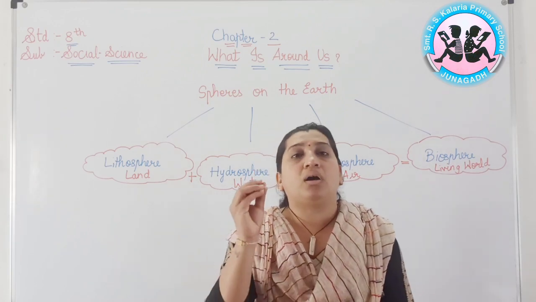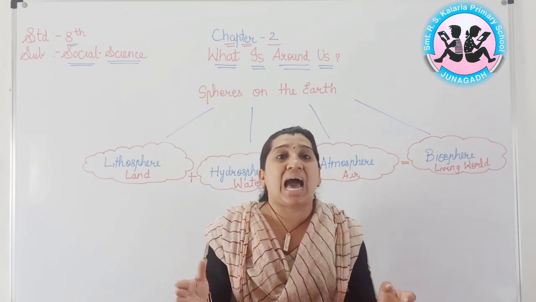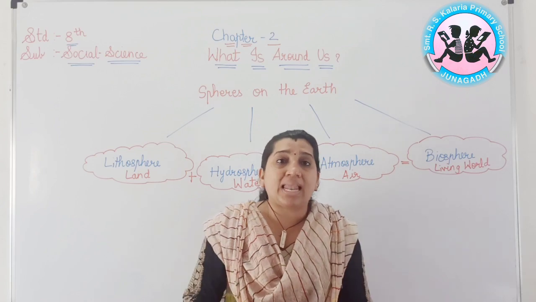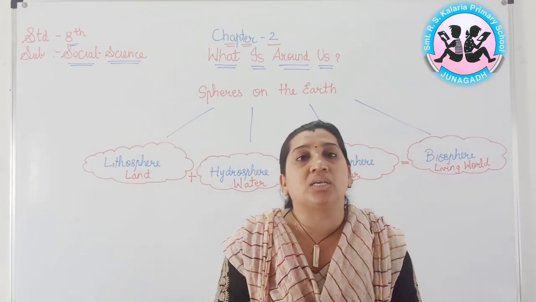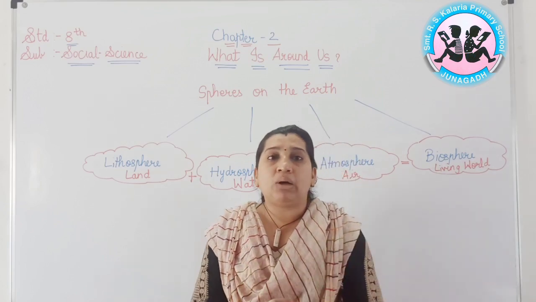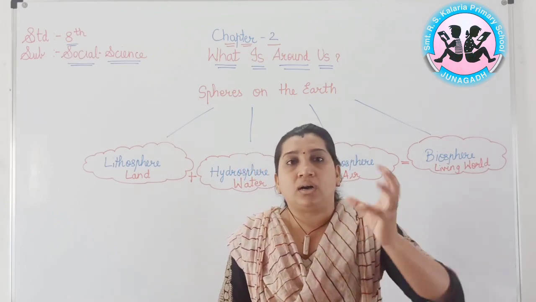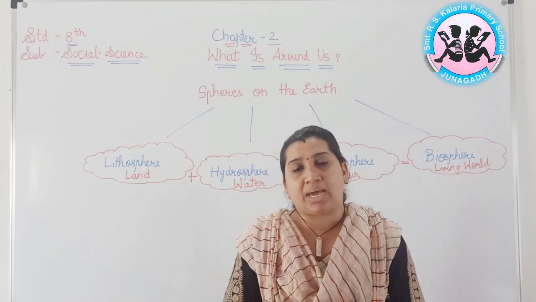Among them, Earth is the only planet where life is possible. We have water, air and food on the surface of the Earth. Now here, generally, how was the Earth created?